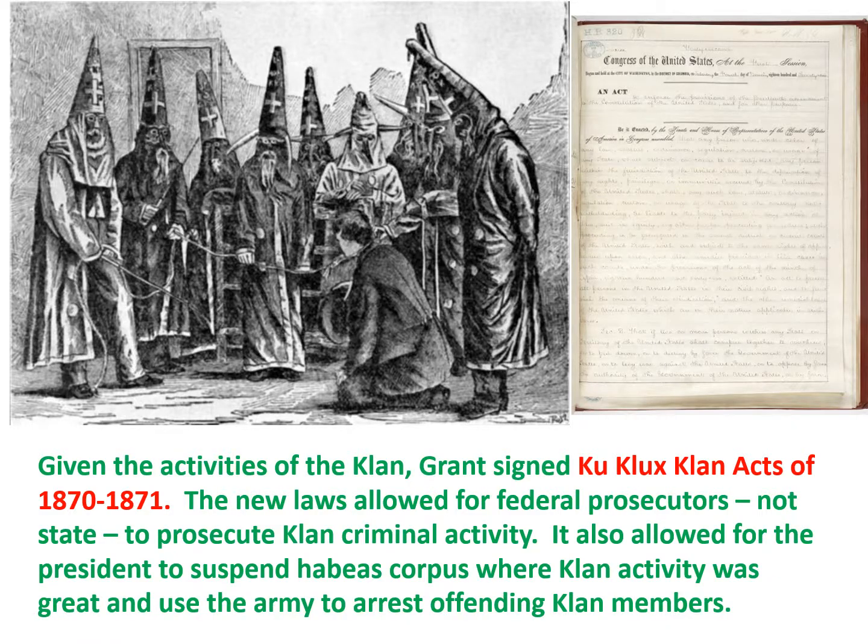Given the activities of the Klan, Grant signed the Ku Klux Klan Acts of 1870 and 1871. The new laws allowed for federal prosecutors, not state prosecutors, to prosecute Klan criminal activity. It also allowed for the president to suspend habeas corpus, that's due process, Latin for "body of law," wherever the Klan activity was great, and to use the Army to arrest the offending Klan members.